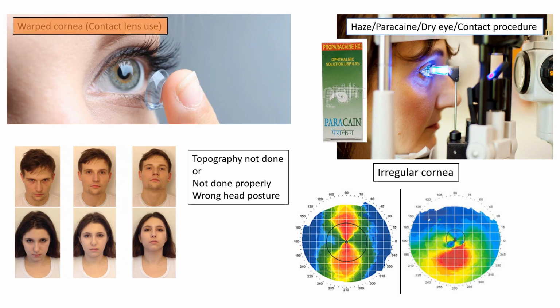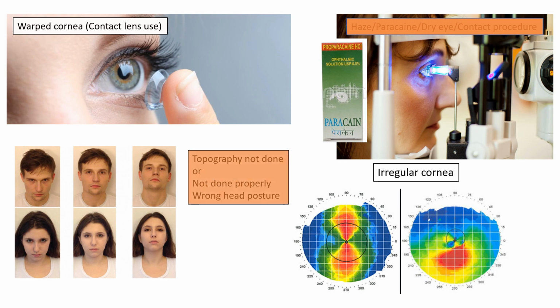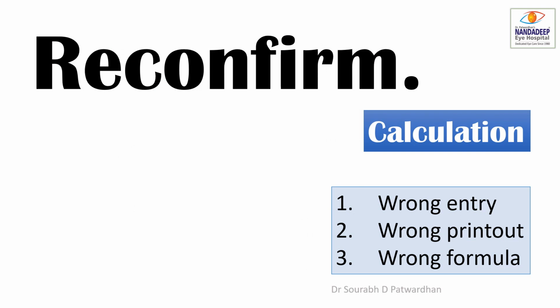Sometimes we get wrong keratometry because of a warped cornea like contact lens use, or there may be corneal haze, use of some paracanalic drops or dry eye or contact procedure done before the keratometry pre-operatively, and topography was either not done or not done properly, like if there is a wrong head posture while doing topography, or if it is an irregular cornea, it itself may give rise to erroneous readings, and if you have missed that, you may land up with a surprise. Also reconfirm the calculation.